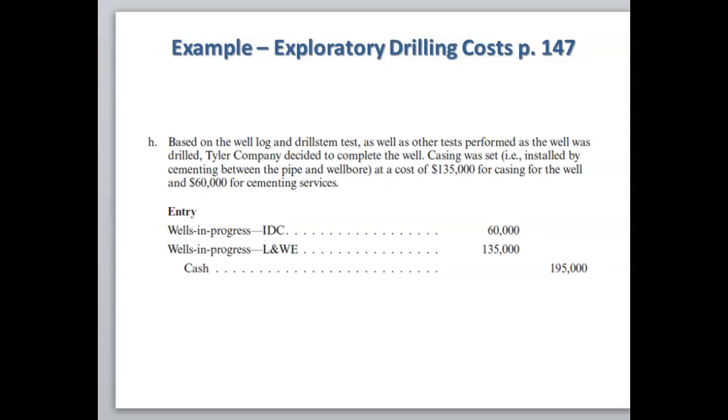Based on the well log and drill stem test, as well as other tests performed as the well was drilled, Tyler Company decided to complete the well. The casing was set at a cost of $135,000 for casing for the well and $60,000 for cementing services. The amount for cementing is going to be intangible. So we're going to debit wells in progress, IDC, for the $60,000. And the actual casing is going to be debited to wells in progress, lease and well equipment for $135,000.